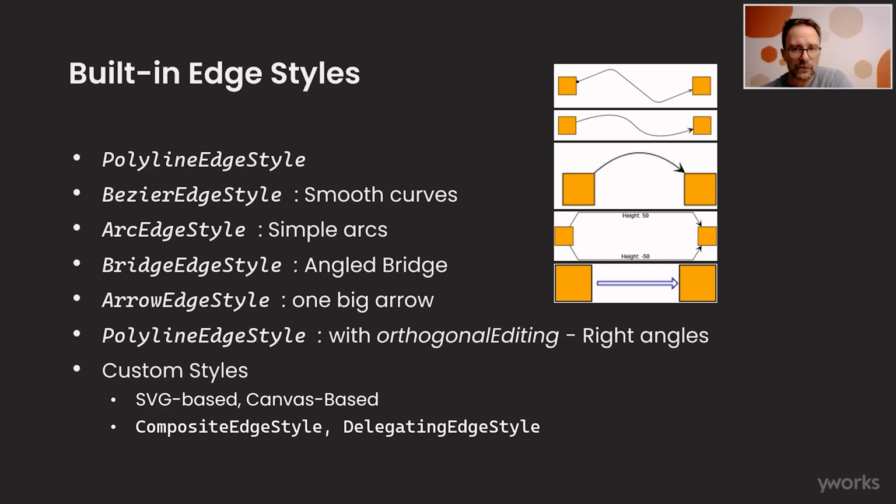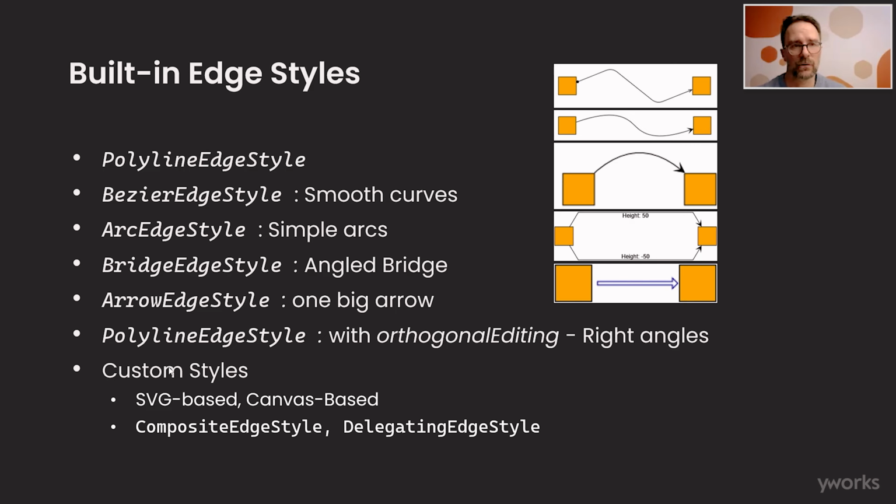There's a number of edge styles built in, most prominently the polyline edge styles, which is basically just a line connecting the bends, optionally with some arrowheads at the end and the start, and maybe some smoothing at the bend points. There's also a Bezier edge style if you want more smooth curves, or this arc one, which was just a single arc always. There's this bridge style over here, and this slightly differently looking style, which looks like one big arrow, for example.